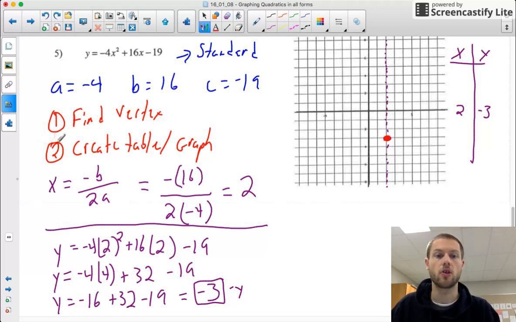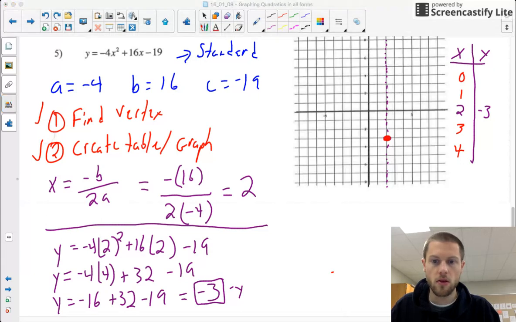So from here, I need to create the table. I found the vertex. I need to create the table and the graph. So to do that, I want to find, just like before, 2 values to the left of my vertex and 2 values to the right of my vertex. And all I'm going to do here is plug in these x values and evaluate. I'll do this below. I'm going to scroll down a little bit so I've got some more room.